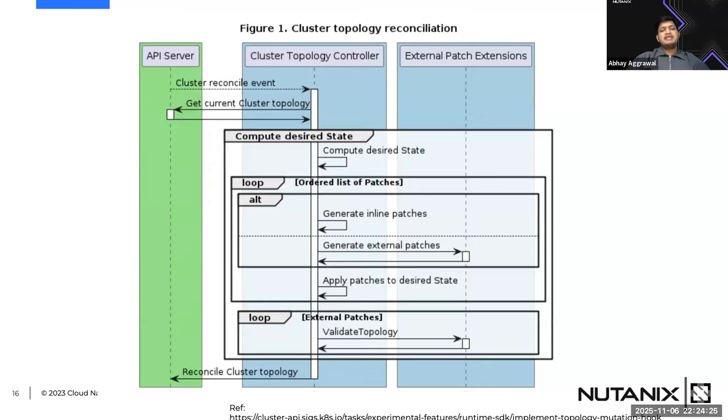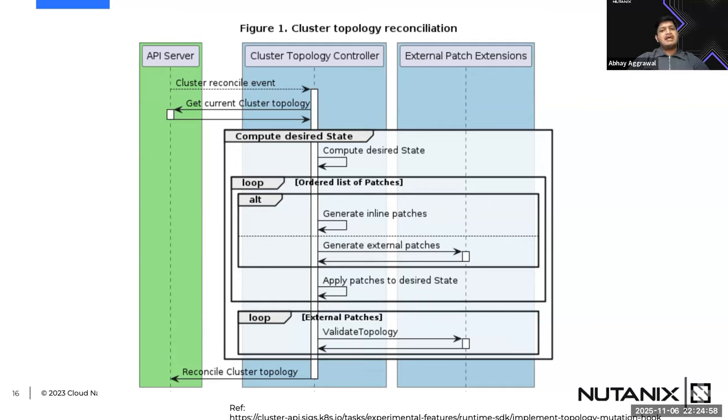So, cluster topology reconciliation. This diagram illustrates how the cluster topology controller works within the Kubernetes API server to reconcile cluster topology. The controller receives cluster reconcile events and fetches the cluster topology. It computes the desired state and generates patches, which can be inline or external. These patches are applied in a loop until the cluster desired state is reached. This process ensures clusters are kept in the desired configuration as declared by users or automation.